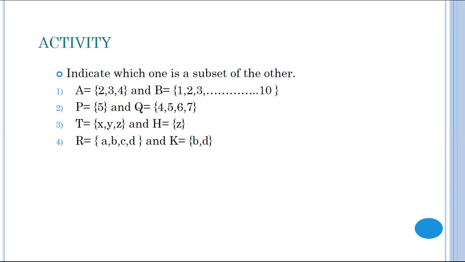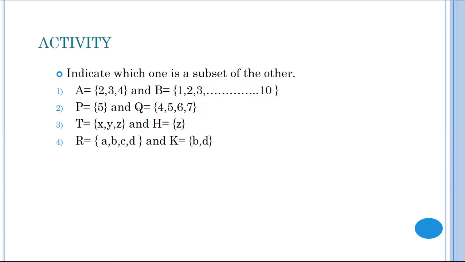Set A has elements 2, 3, 4 and B has elements 1, 2, 3 to 10. So set A has 3 elements and B has 10 elements. But students, we are watching that B is bigger than set A. So it means A is a subset of set B. Second, P has one element, 5, and Q has 4 elements 4, 5, 6, 7. So Q is bigger than P. So it means 5 is also present in set Q. So it means P is a subset of set Q.